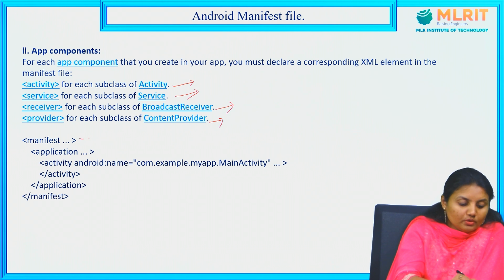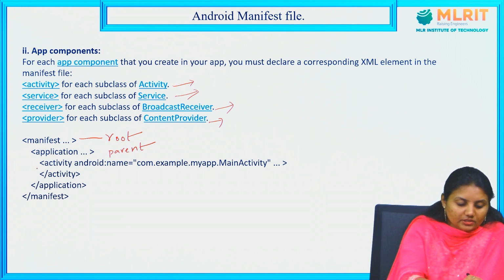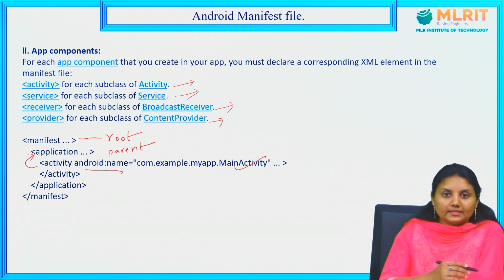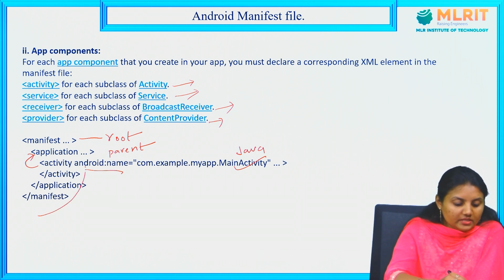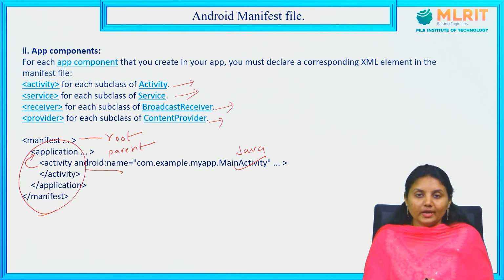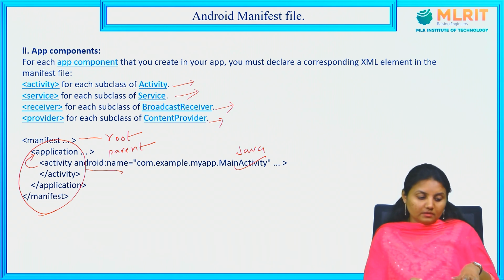First, the root node will be the manifest. Under this, the parent tag for your activity will be the application. So this is the parent tag of your activity. In the activity, you are giving android:name, so that you are accessing your Java part, MainActivity.java. In this way, these are the tags that you are going to define under the manifest file so that these will be bound together.